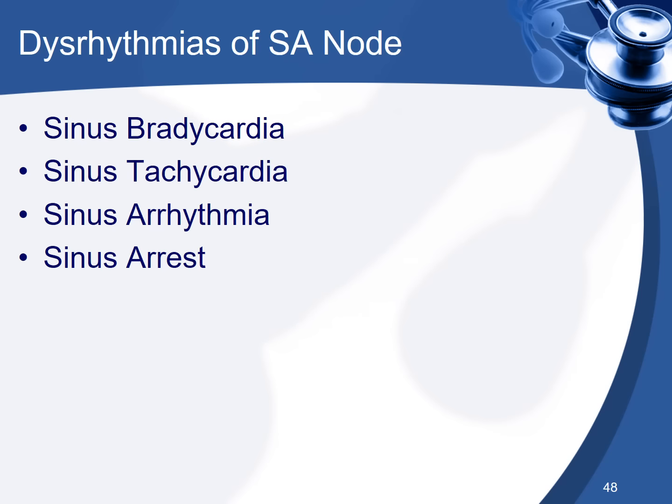Let's talk about dysrhythmias of the SA node. They're, again, some of the most benign dysrhythmias. They could potentially cause harm if we let them go for a long period of time, but for the most part, they are pretty benign. We are able to treat them very quickly, and usually the patient responds well to treatment. These dysrhythmias are sinus bradycardia, sinus tachycardia, sinus arrhythmia, and sinus arrest.